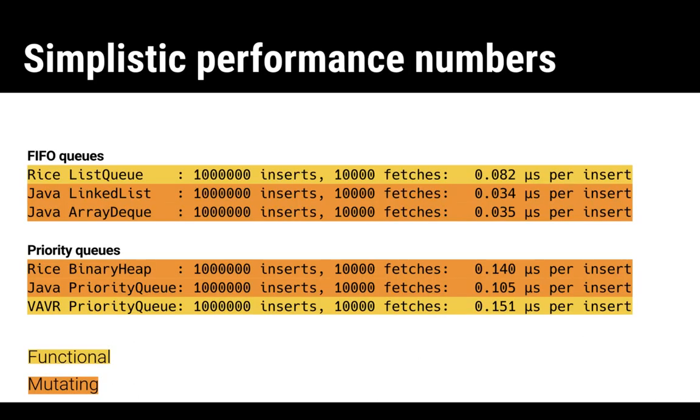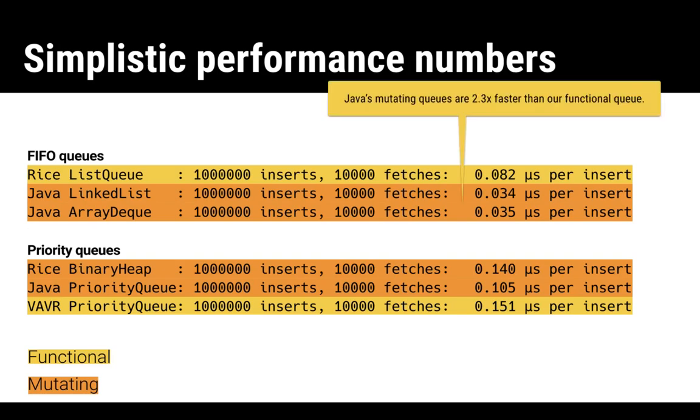Now, here are some simplistic performance numbers. This is hardly a high-tech performance benchmark, but what we did was 1,000,000 inserts followed by 10,000 fetches, and we divided the resulting time by 1,000,000. And that gives us a vague idea of the cost of doing this much work. It's not perfect, it'll do.